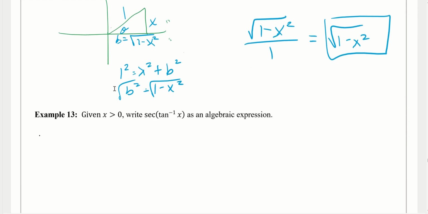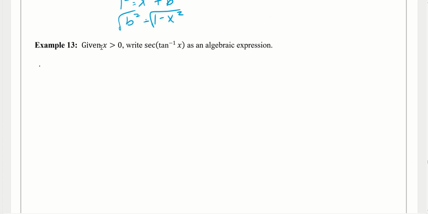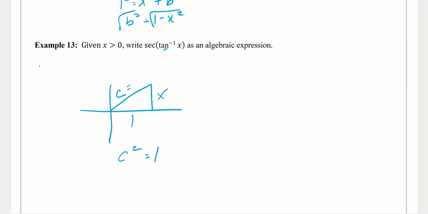Nice. Okay, and so this one here says, given that x is greater than 0, aka on the right-hand side, right, so positive. Tangent, again, tangent is positive in the first, so tangent is opposite over adjacent. So this value up here, my c value, is going to equal c squared is equal to 1 squared plus x squared. So c is going to be the square root of 1 plus x squared.